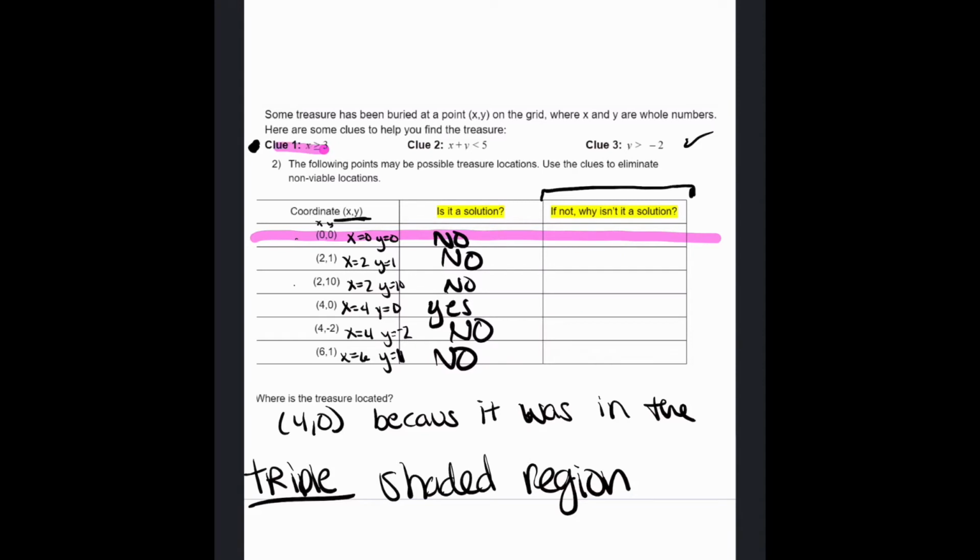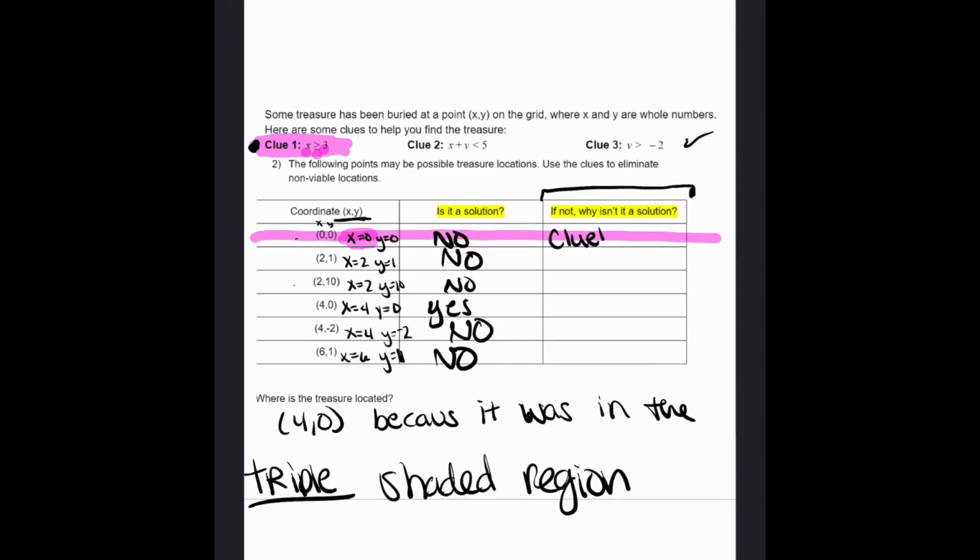And then I'm gonna start with this first clue. This clue is saying that the x value of your treasure has to be greater than or equal to 3. So looking at this first point, x is 0, so x is not greater than or equal to 3. So I can say that this doesn't satisfy clue 1 because x is not bigger than 3 here.